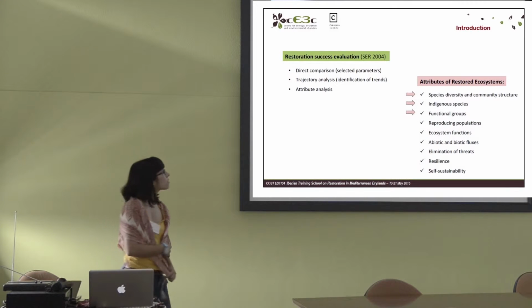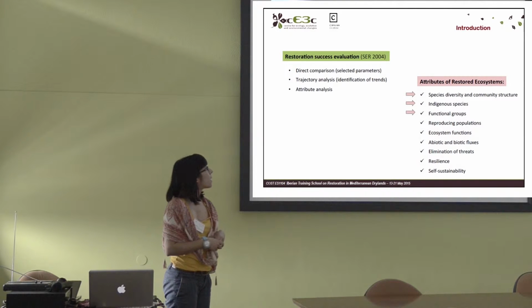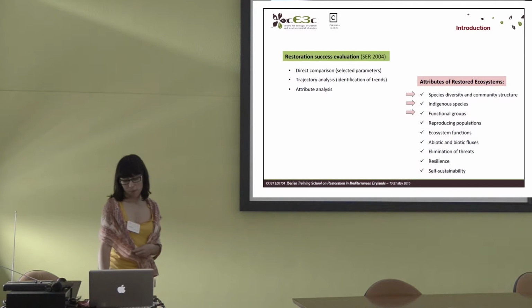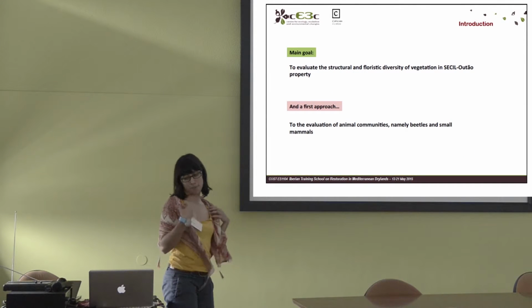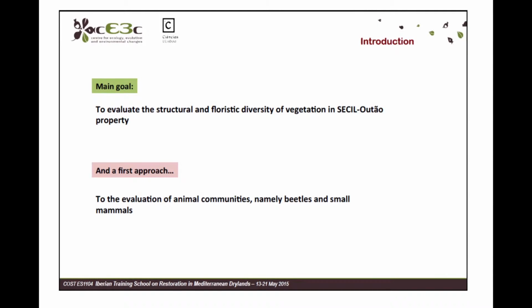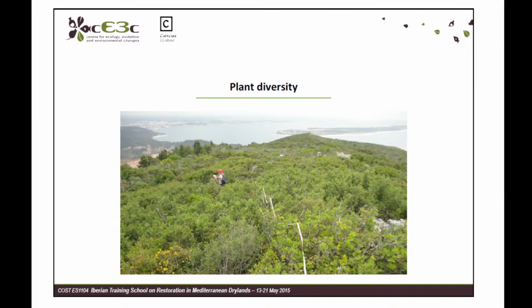Here we will focus on the first 3. They are related with biodiversity. So our main goal for this part of the project was to evaluate the structural and floristic diversity of vegetation in Cecilotone property. Additionally, we had a first approach to the evaluation of animal communities, namely beetles and small mammals. I will start with plant diversity.